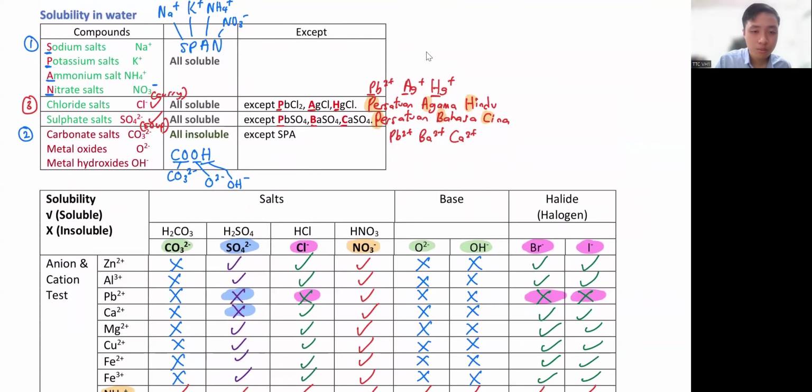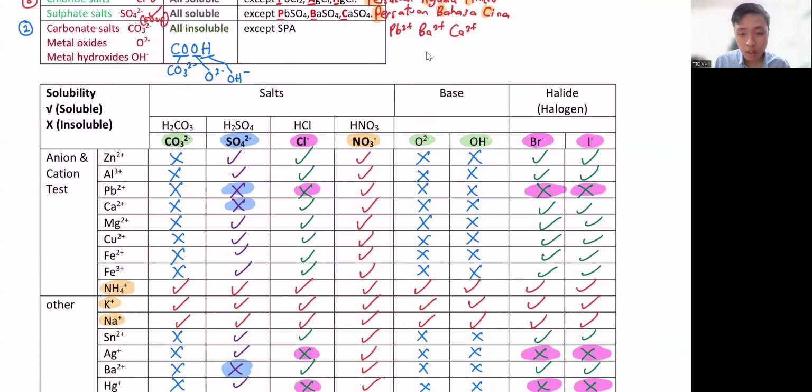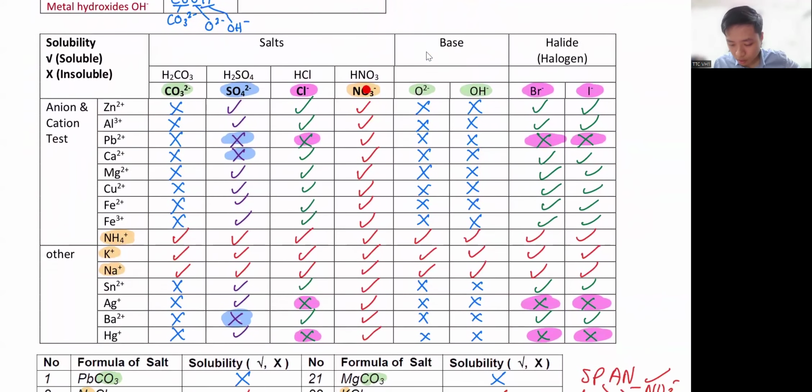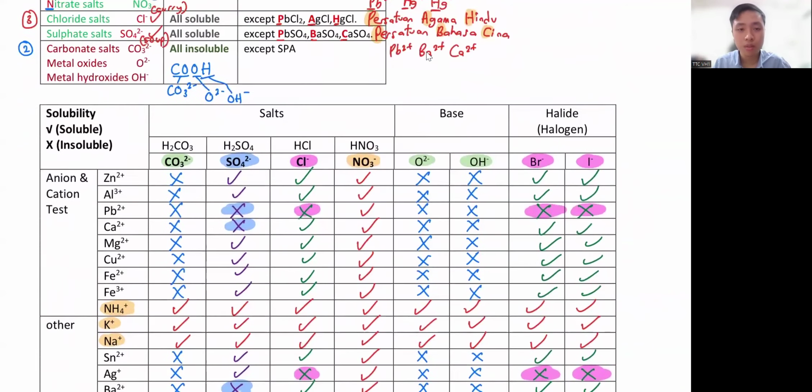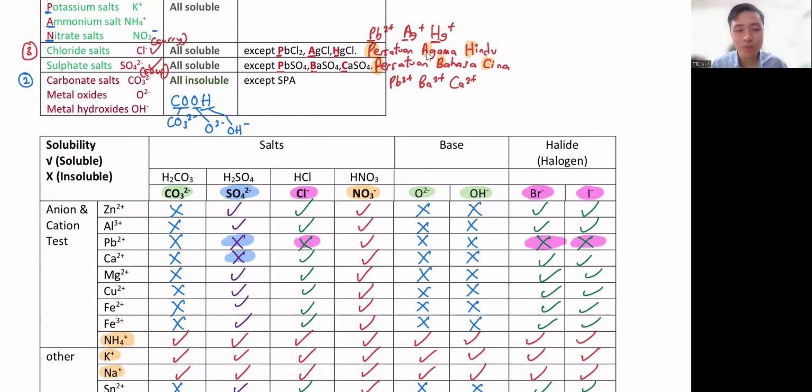After that you got... That's why I take everything up. First of all, I take everything for nitrate, and also for NH4 plus, K plus, Na plus. I take everything because they are all soluble. Spun salt. I'm not sure if you still remember.